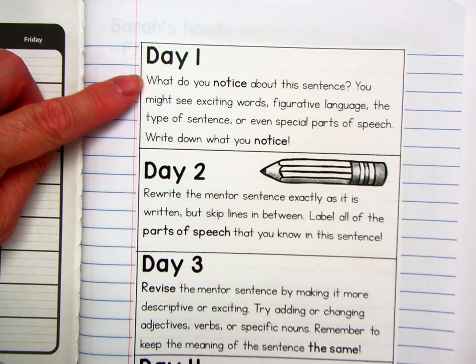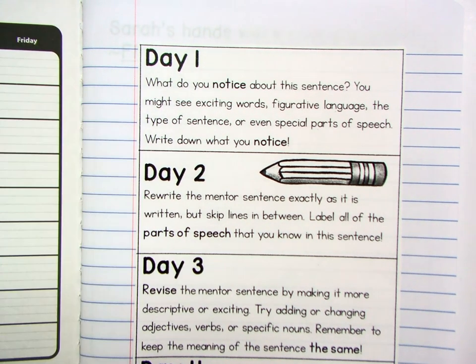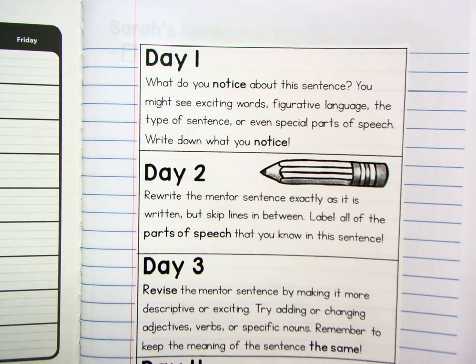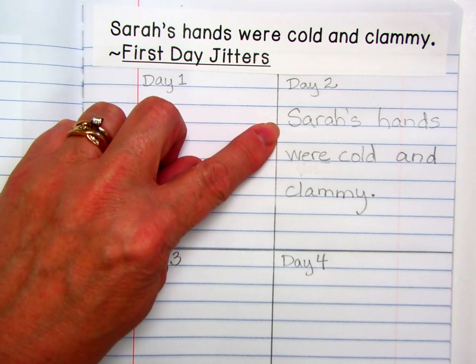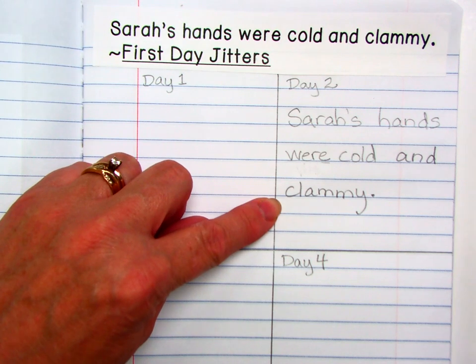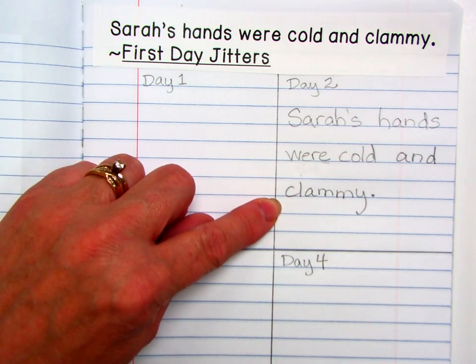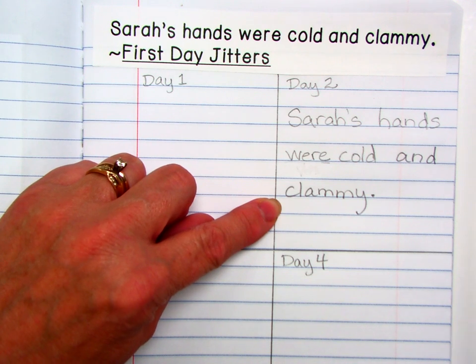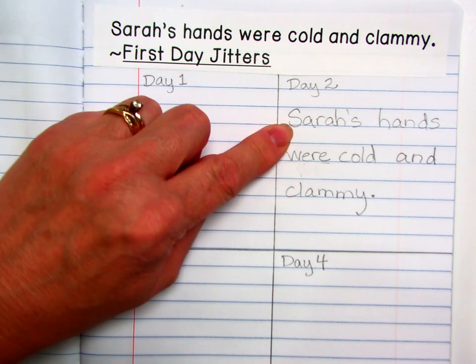But when we were working on day 1, I already went over most of the parts of speech in this sentence, so that should help you as well. So on the next page, under day 2, I've rewritten the sentence, Sarah's hands were cold and clammy, and notice that I skipped lines in between. So I'm going to go back and label the parts of speech in this sentence. So let's start at the beginning.